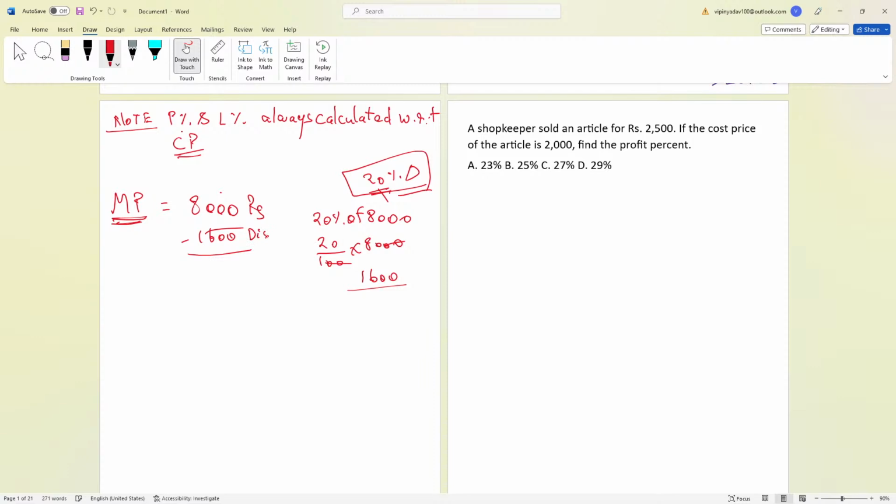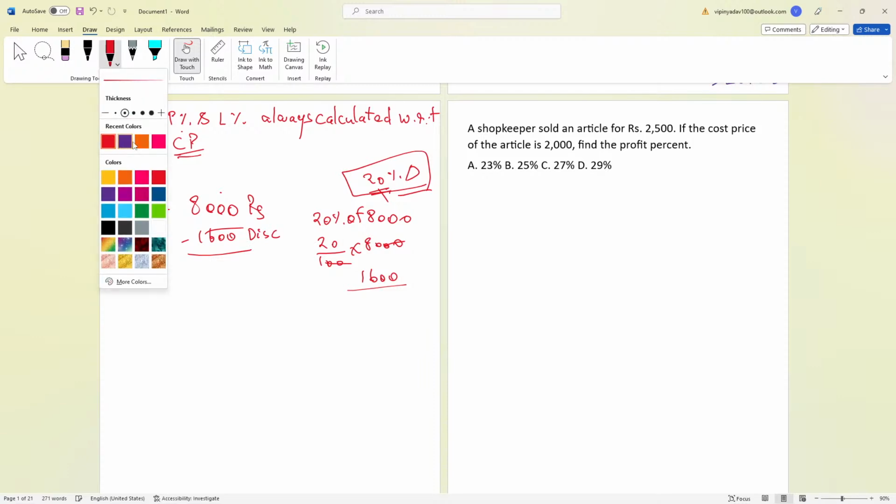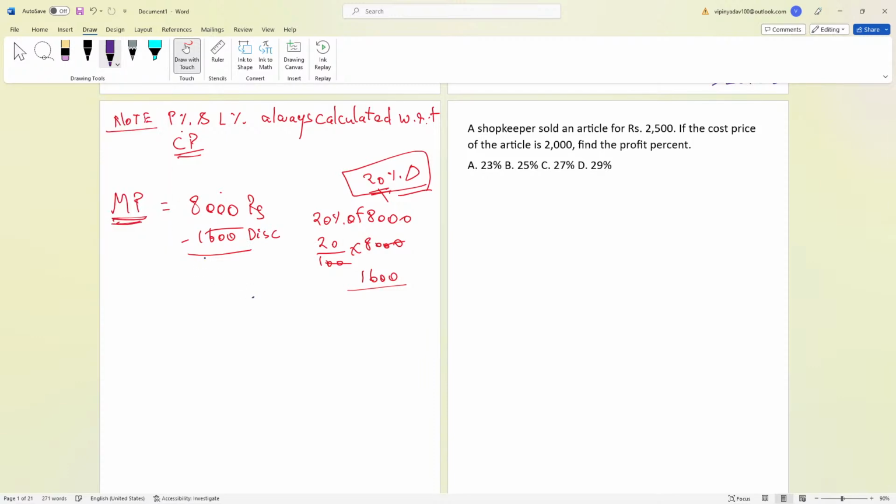What is this? This is the discount. And now he is subtracting. And now if he is subtracting over here, what is the final value? We are getting 6,400. So that is the final price we have got over here.